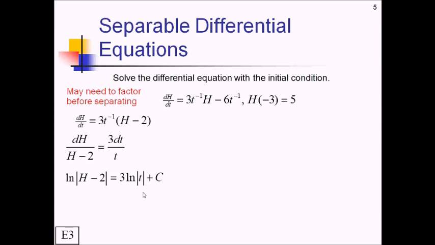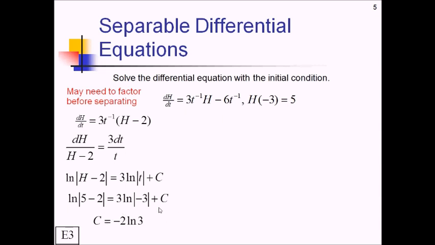And now plugging in our initial condition, we've got on the left ln of 5 minus 2, I should say. And then on the right side, we have 3 ln of negative 3 plus c. So this is really ln of 3 on the left. On the right, this is 3 times ln of 3. 1 ln of 3 minus 3 ln of 3 gives us negative 2 ln of 3 for our c value.